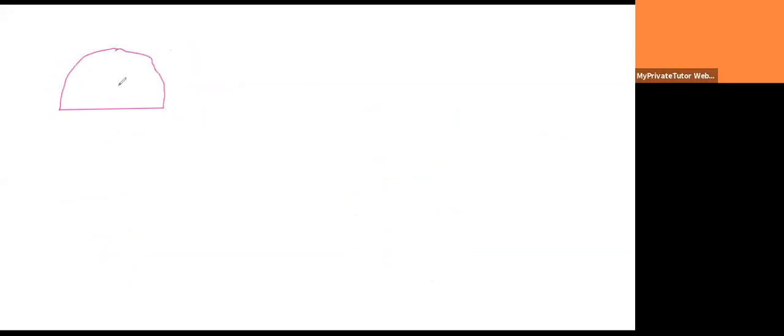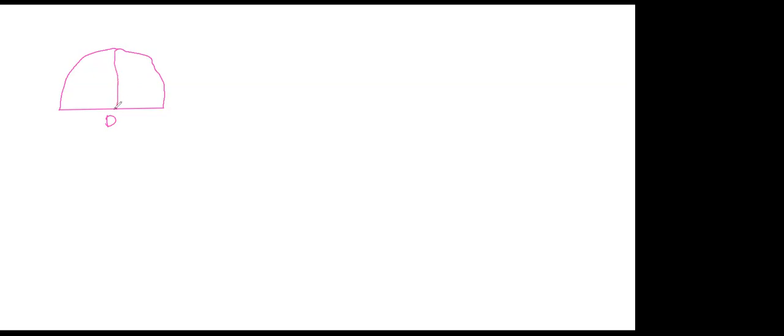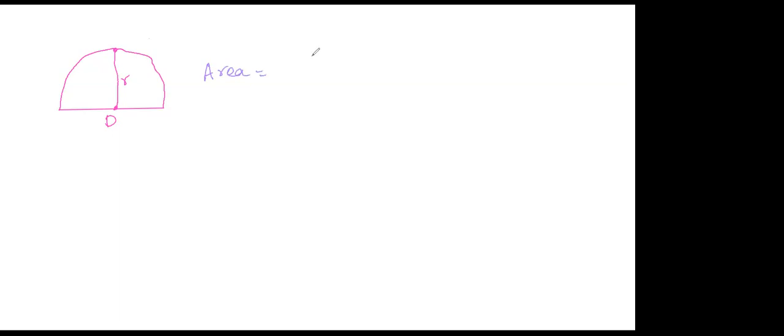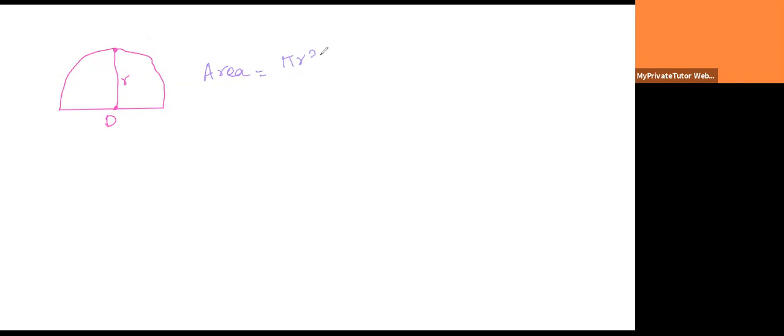So a semicircle is half of a circle. This is the complete diameter, this is the complete length. And what might be the radius? The radius is from the midpoint to the circle, so this is the radius. And do you know the formula to find the area of a semicircle? Pi r squared over 2. Since it's half of a circle, you divide the area by 2.